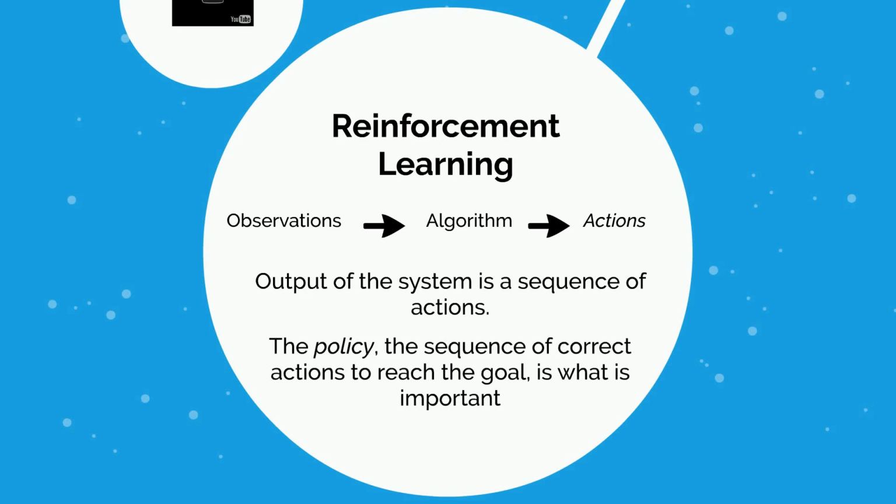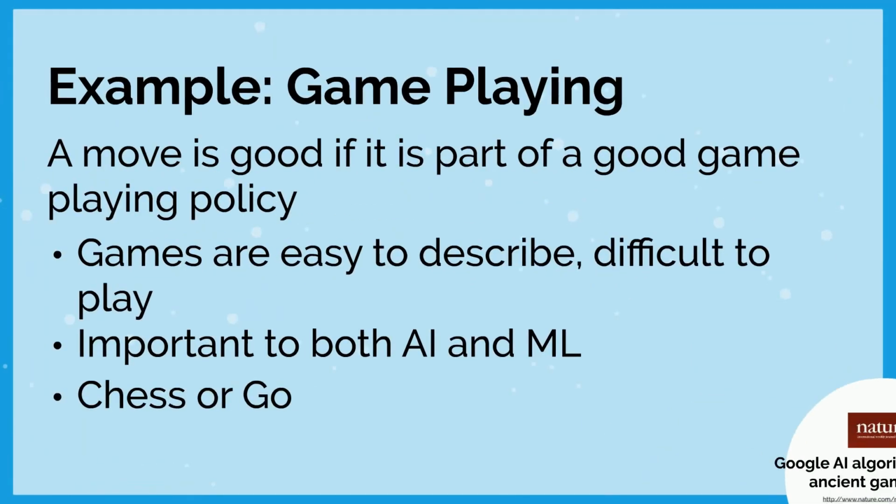So each individual action isn't going to be important, but the policy, the sequence of correct actions to reach the goal, is going to be what is essential. So reinforcement learning algorithms have a lot of really interesting use cases. Example one, game playing. A move is good if it's part of a good game playing policy.